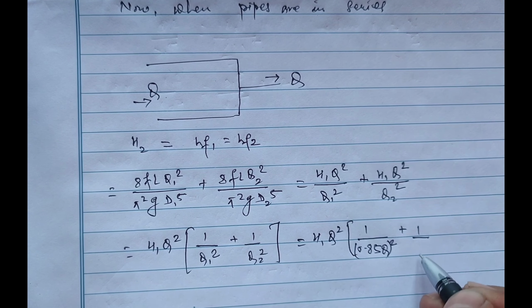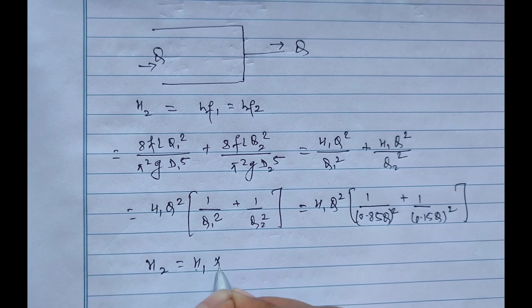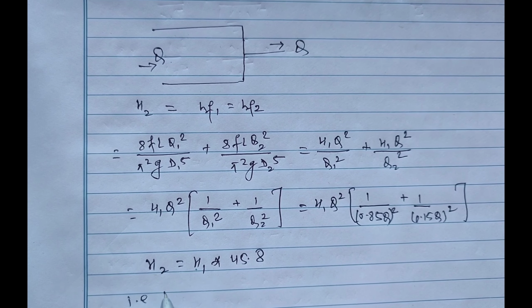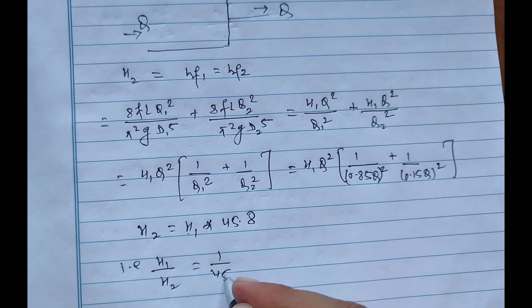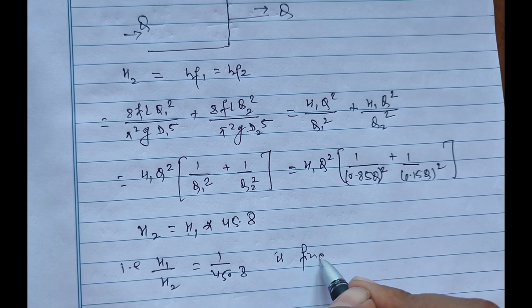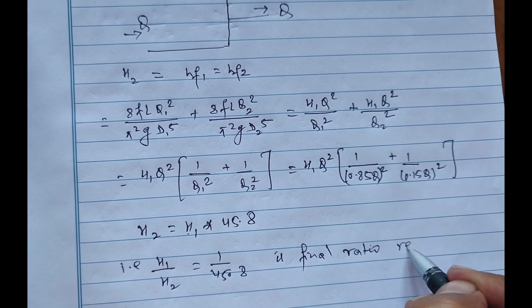On solving this, H2 equals H1 times 45.8, that is H1 by H2 equals 1 by 45.8 is the final ratio required.